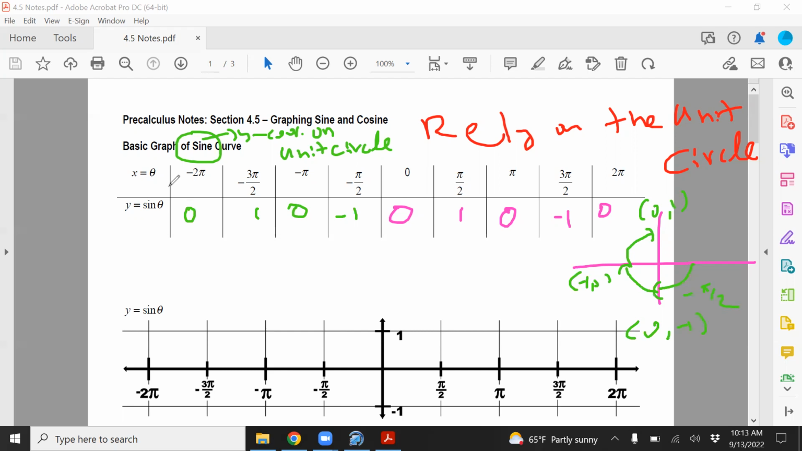Excuse me. So these are going to be your x coordinates, and these are like y for the graph. For y equals sine x, and I'll make this x instead of theta, because that's how you usually type it into Desmos or a graphing calculator: you just type y equals sine x. So if I plot it, it's going to look like this.